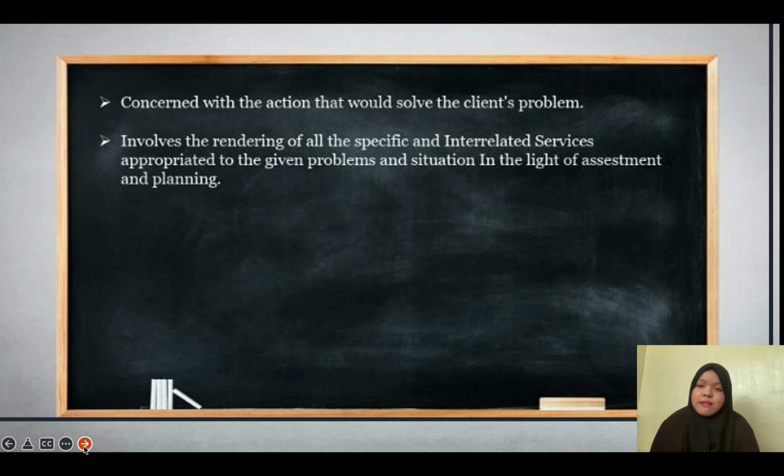So, the next is, it involves the rendering of all the specific and interrelated services appropriate to the given problems and situation in the light of assessment and planning. So, this is what I have said earlier, that these are the activities after the planning.